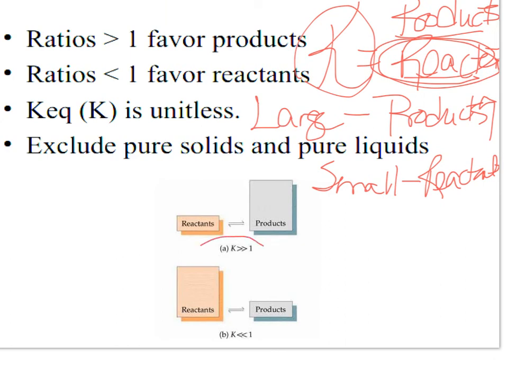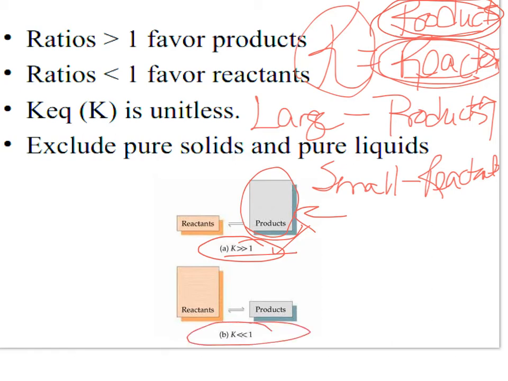If K is larger than 1, that means that products are favored. That means that the numerator is larger than the denominator. So if K is larger than 1, products are favored. That would be a good thing for chemists. When industrial chemists are looking to do a reaction and they want to make sure they get a good amount of product so that it's cost efficient, they look for a reaction with a large K.